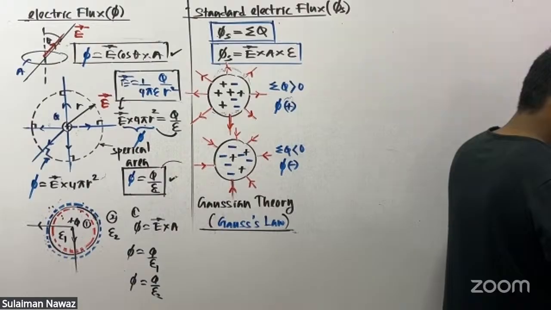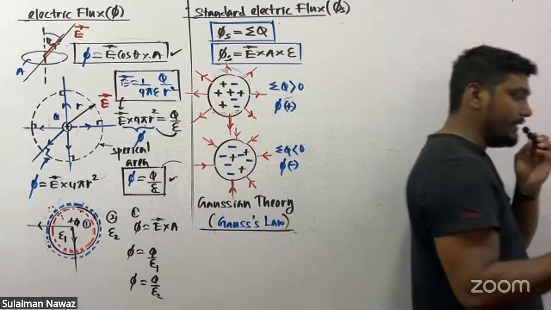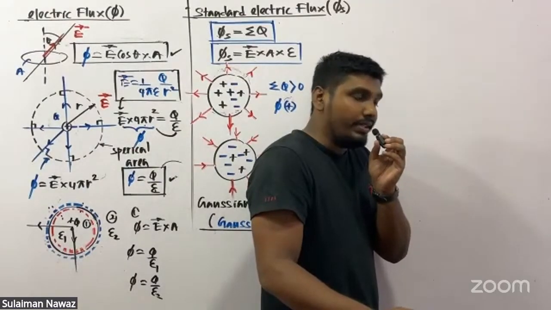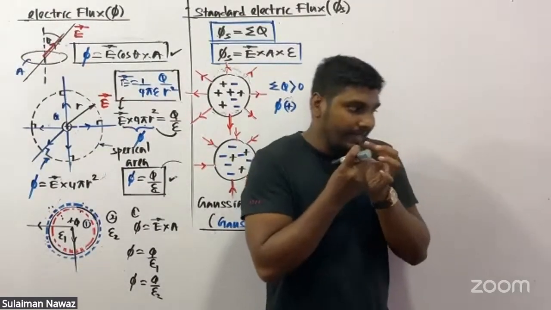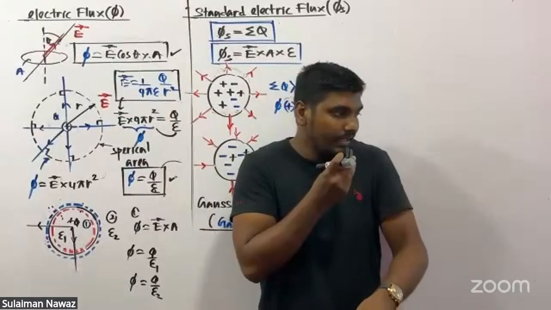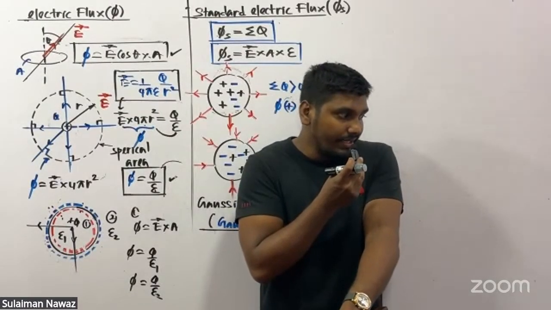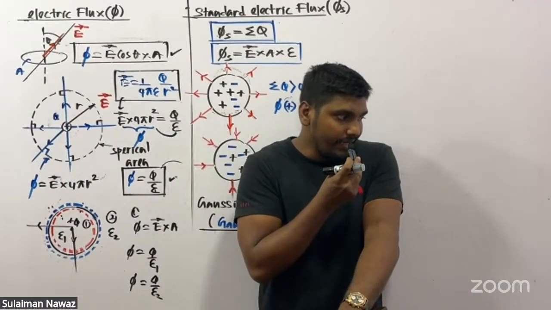Now put your topic: finding the intensity around charge distribution using Gaussian theory. Subtopic: finding the intensity around charge distribution using Gaussian theory.